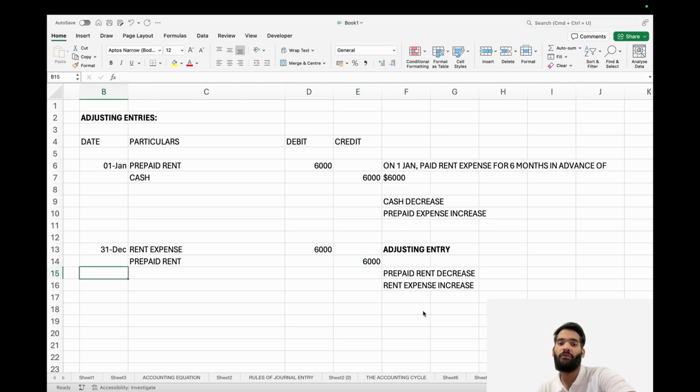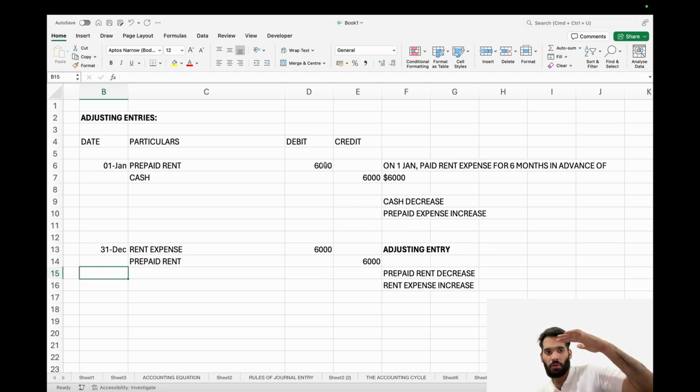So that's the first adjusting entry we just learned. I hope it made sense. Adjusting entries is not a topic that is actually confusing. It's just that you need a little bit more understanding of the basics and why we need to do this. So now think about this, right?